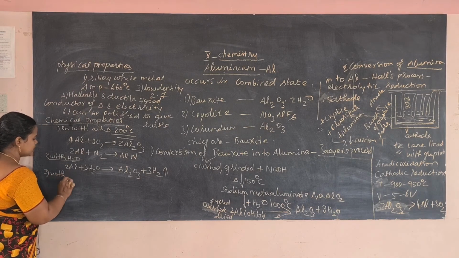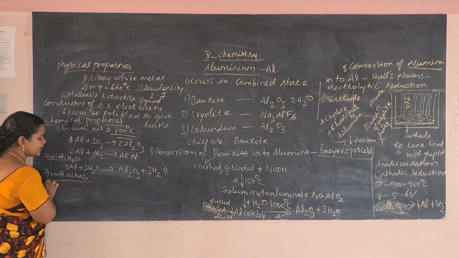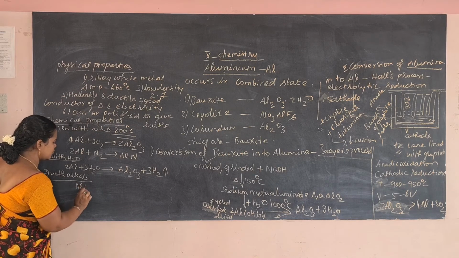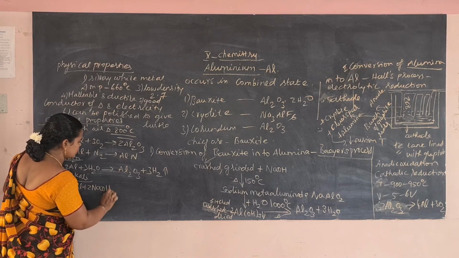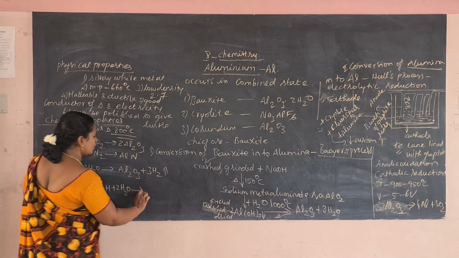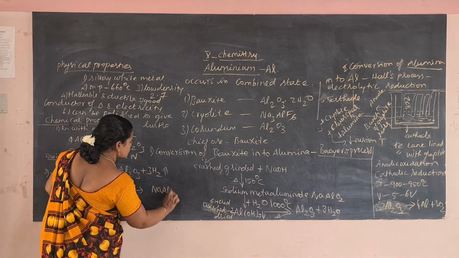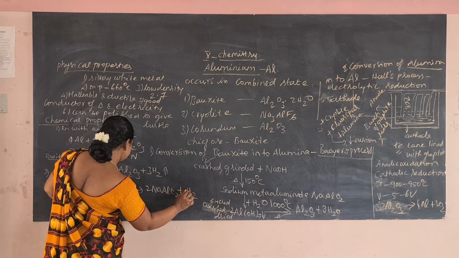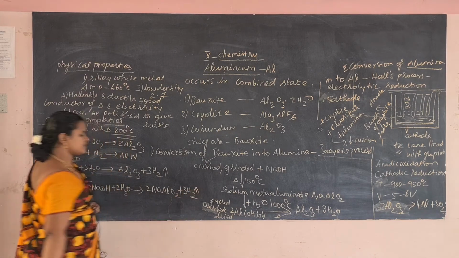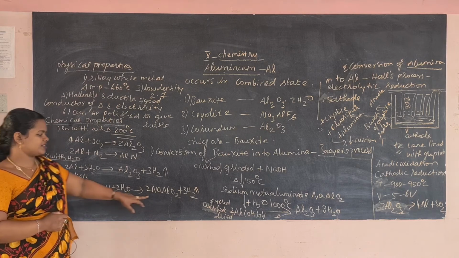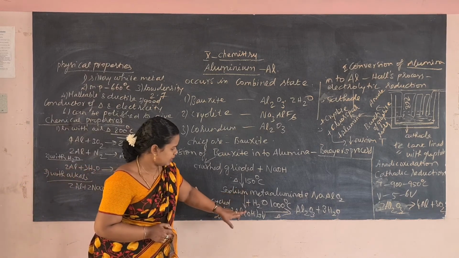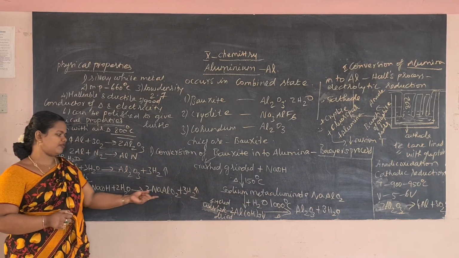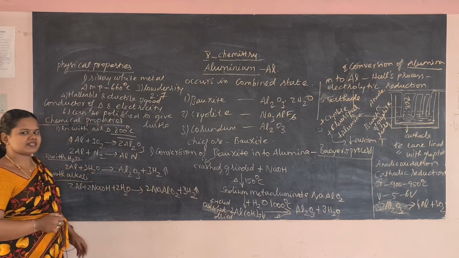Then with alkali. So can you give an example for alkali? Alkali is nothing but sodium hydroxide or potassium hydroxide. That is, here aluminium reacts with alkali solution to form sodium meta-aluminate, and hydrogen gas is liberated. In all these processes, hydrogen gas is liberated. NaAlO2 is nothing but sodium meta-aluminate. So when aluminium reacts with alkali, it forms sodium meta-aluminate plus hydrogen gas is liberated.